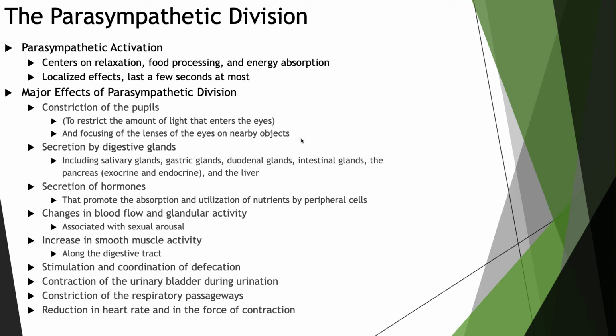The major effects of the parasympathetic division include the following: constriction of the pupils to restrict the amount of light that enters the eyes, and focusing of the lenses of the eyes on nearby objects. Secretion of digestive glands, including salivary glands, gastric glands, duodenal glands, intestinal glands, the pancreas, so exocrine and endocrine, and the liver. The secretion of hormones that promote the absorption and use of nutrients by peripheral cells, changes in blood flow and glandular activity associated with sexual arousal, an increase in smooth muscle activity along the digestive tract, the stimulation and coordination of defecation, contraction of the urinary bladder during urination, constriction of the respiratory passageways, and a reduction in heart rate and force of contraction.